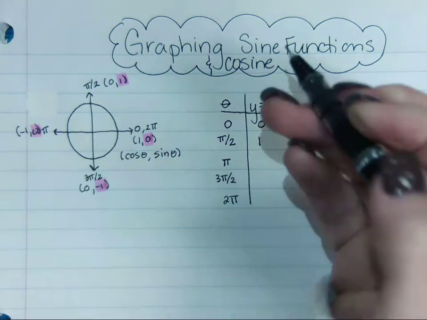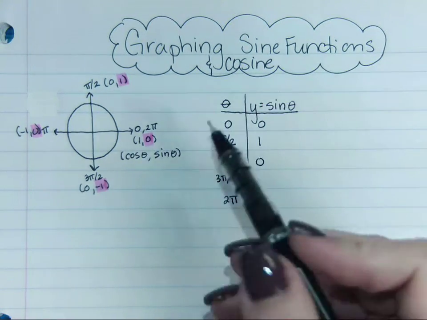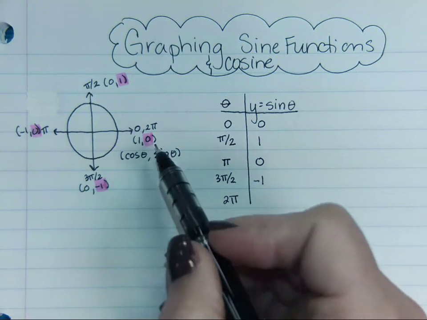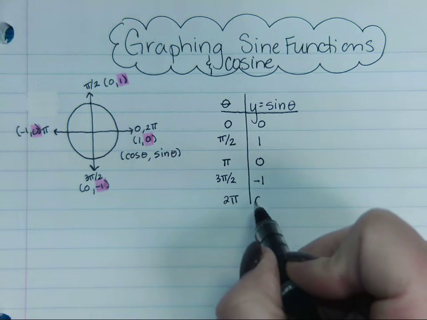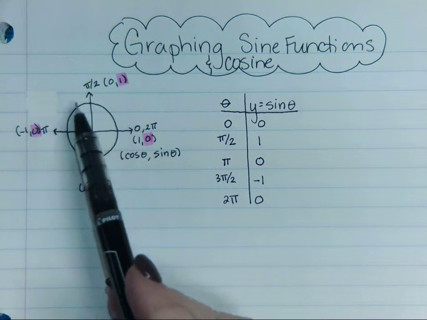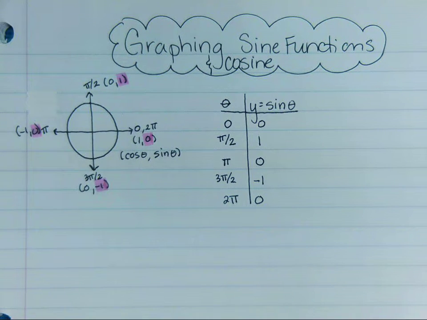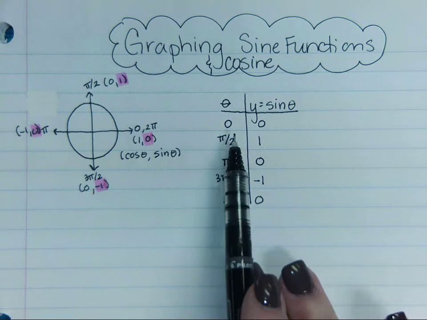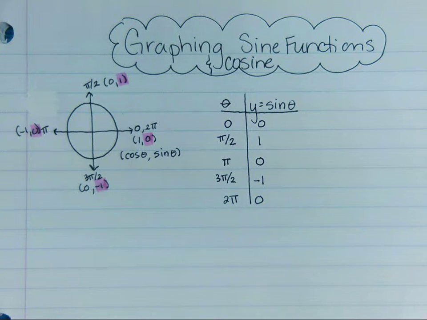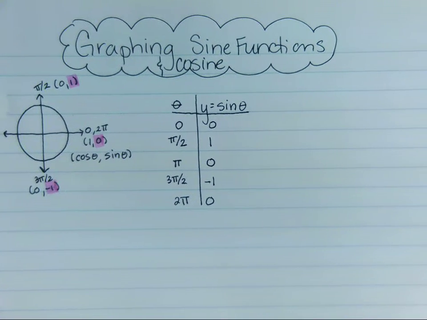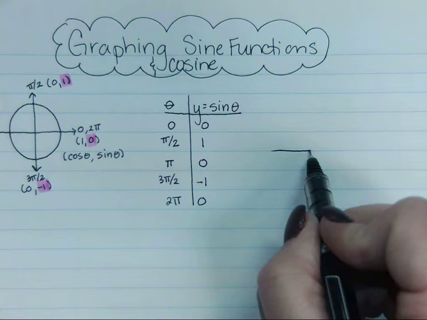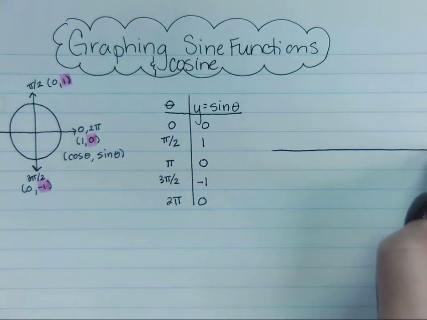At pi, sine is 0 again. 3 pi over 2 is -1. And at 2 pi, we're back at 0. And so what we're doing is we're taking the coordinates off of our unit circle, and we're evaluating the different radians for that particular trig function and making an in-out table to be able to plot some points. So now, instead of plotting them on a unit circle, we're going to make a graph.